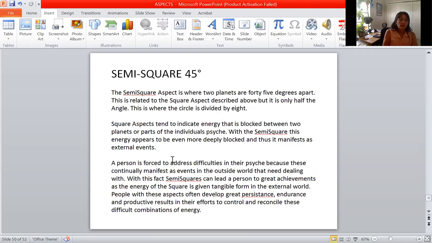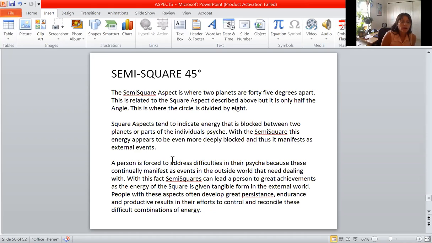The semi-square is where two planets are 45 degrees apart. This is another strange one because it's going to be a sign and a half. It's similar to the semi-sextile, but instead of 30, it goes to the middle of that sign. It's a little bit more apart. This is where you divide the circle by 8.